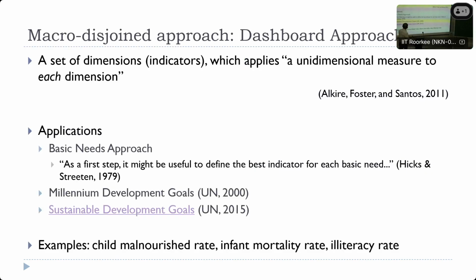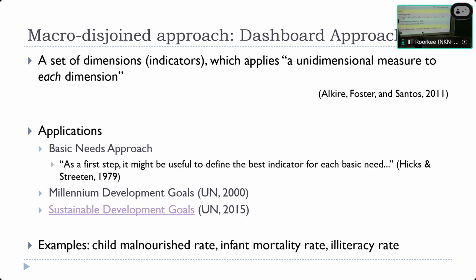Examples would be, so what you do, according to Alkire, Foster, and Santos, a set of dimensions or indicators which applies a unidimensional measure to each dimension. You look at each dimension, you aggregate them, you leave them there, no further aggregation involved. So it is truly not a multidimensional approach. You look at multiple dimensions, but you do not look at their joint distribution, nothing. You just leave them as they are and look at them separately.